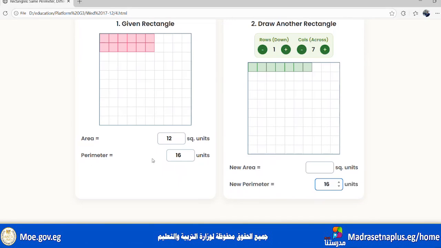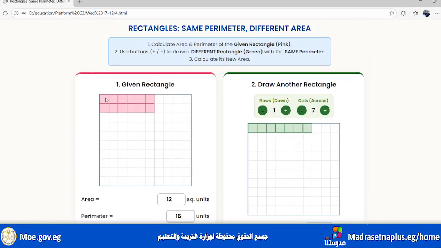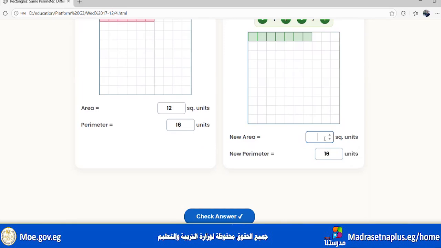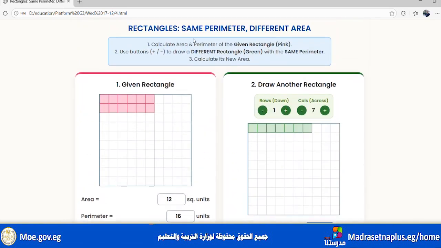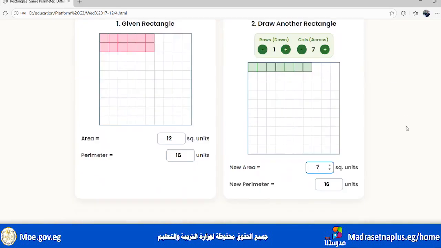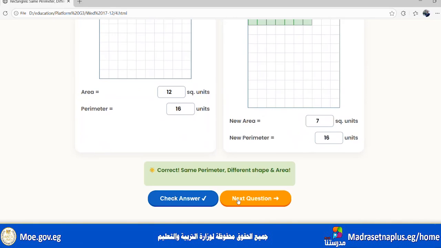Yes, now we have the same perimeter. What about area? 2 times 6, it will be 12. 1 times 7, it will be 7. So you can see the two polygons have the same perimeter, but they have different what? Different area. This is the meaning of our lesson. Our lesson talks about what? Same perimeter and different area. Let's check. Yes, same perimeter, different shape and different area.